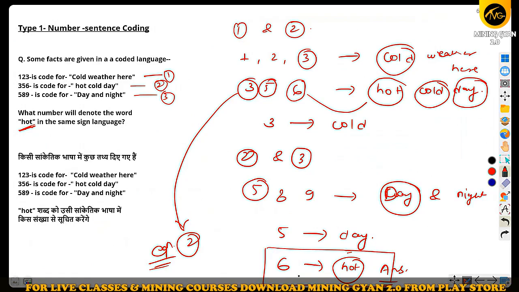Is it clear? So to find out any type of code language or sign language, just compare all the equations and you can easily find out the number or sentence.